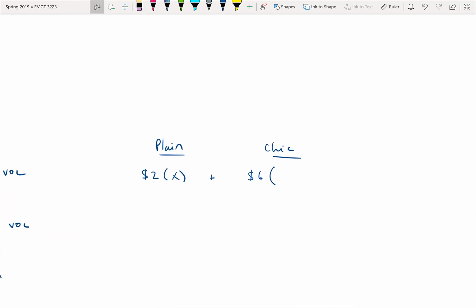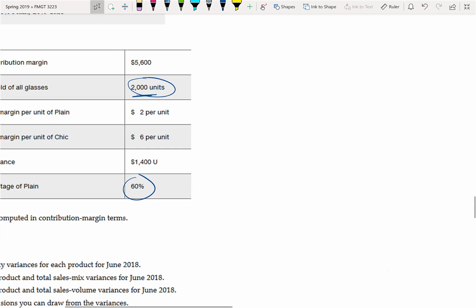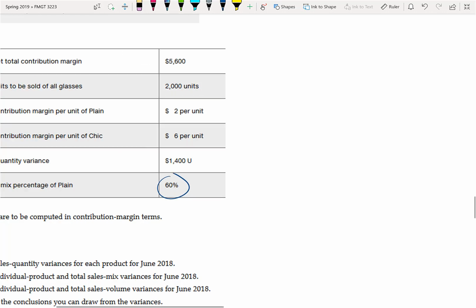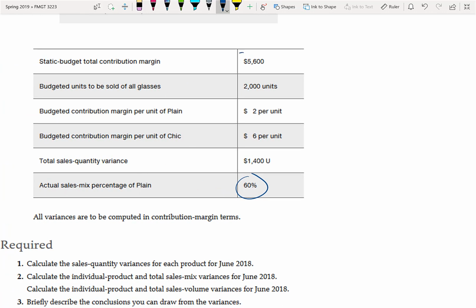then it would follow that the number of units of Chic we sell would be the 2,000 minus whatever we sold in Plane, right? We only have two products. If X is the number of units of Plane we sell, then the number of units of Chic we sell would be 2,000 minus X. When you add those up, that's going to give us our total contribution margin, which was told to us in the question as $5,600. And again, going back to the question, I can show that to you. It's our static budget total contribution margin of $5,600.